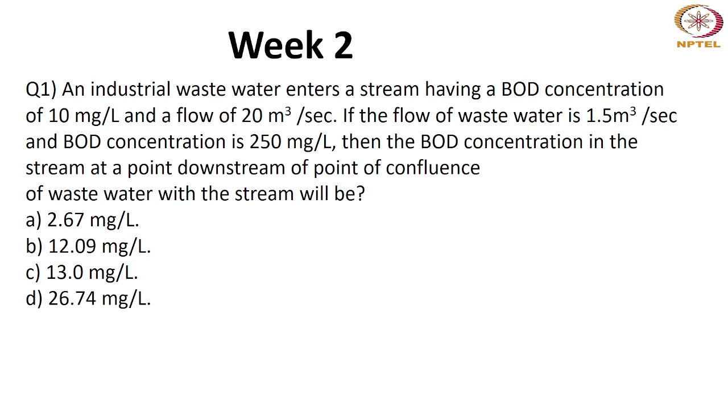So you can see that an industrial wastewater enters a stream having a BOD concentration of 10 mg per liter and a flow of 20 meter cube per second. If the flow of the wastewater is 1.5 meter cube per second and BOD concentration is 250 mg per liter, then what's the BOD concentration at the downstream point? Please use your chat section or the in-call message section to write your option.